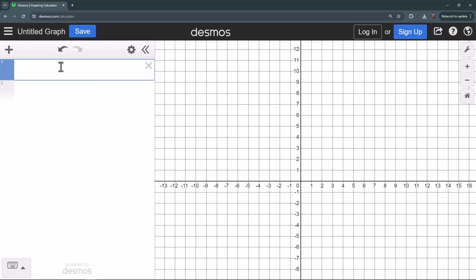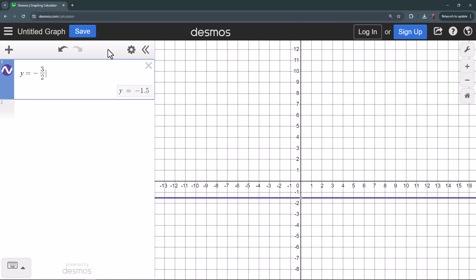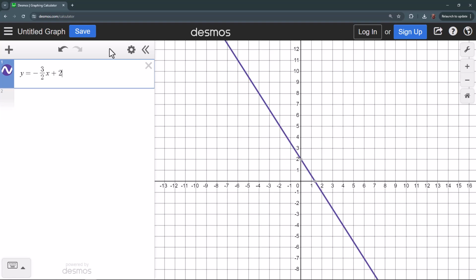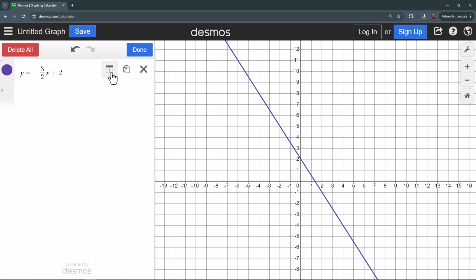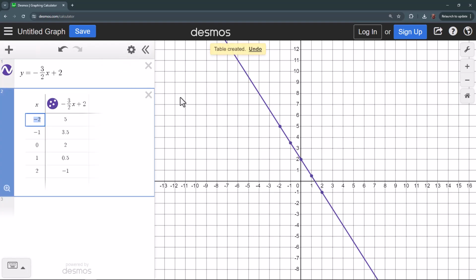Let's try one more equation. y equals -3/2x plus 2. We create the table, and we get the values -2, 5, -1, 3.5, 0, 2, 1, 0.5, and 2, -1.